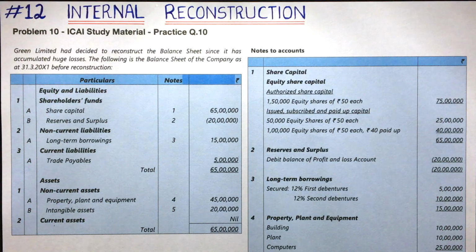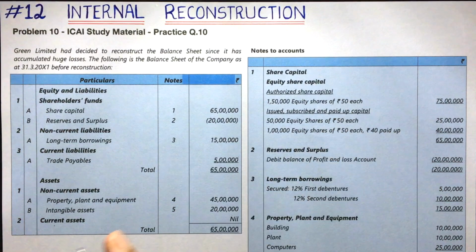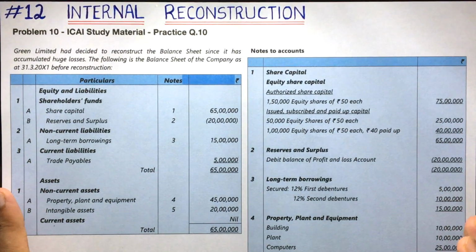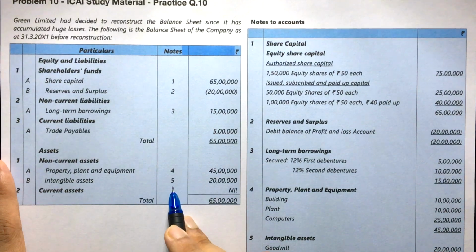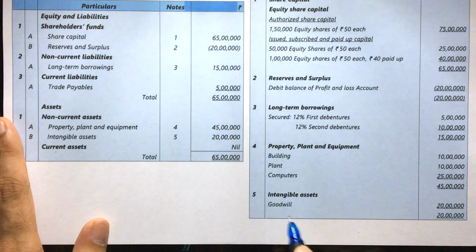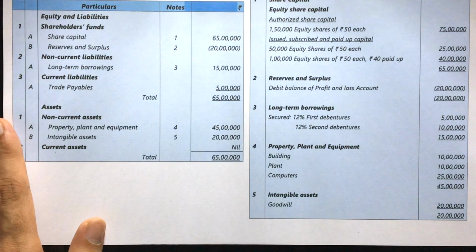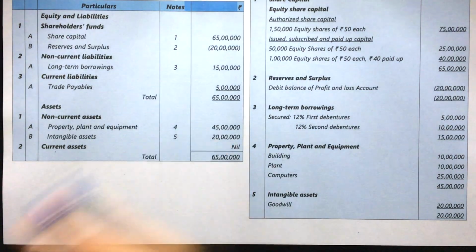Is it clear? Next we have current liabilities, trade payables, 5 lakh. And then on the asset side, non-current assets, property, plant and equipment, 45 lakhs. In PPE we have building 10 lakh, plant 10 lakh, and computers 25 lakhs. Then intangible assets, note number 5, we'll have goodwill, 20 lakhs. This we will write off anyhow. Even if the question doesn't say, we will write a note down below and write it off. It's up to us; you can also leave it as it is if the question doesn't say anything. Then current assets, nil, nothing.